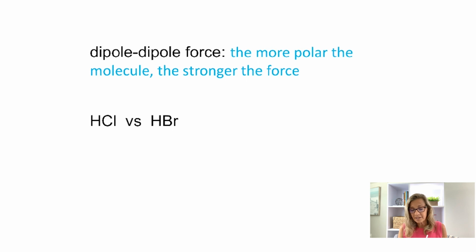Now, let's see if we can predict which one is more polar and would have a stronger dipole force. Well, we've got hydrogen and chlorine. Both chlorine and bromine are a little bit electronegative, but the electronegativity of chlorine is a little bit greater. This is going to be a greater polar bond. Also, chlorine is smaller, and so I would predict that this would have the greater dipole-dipole forces.